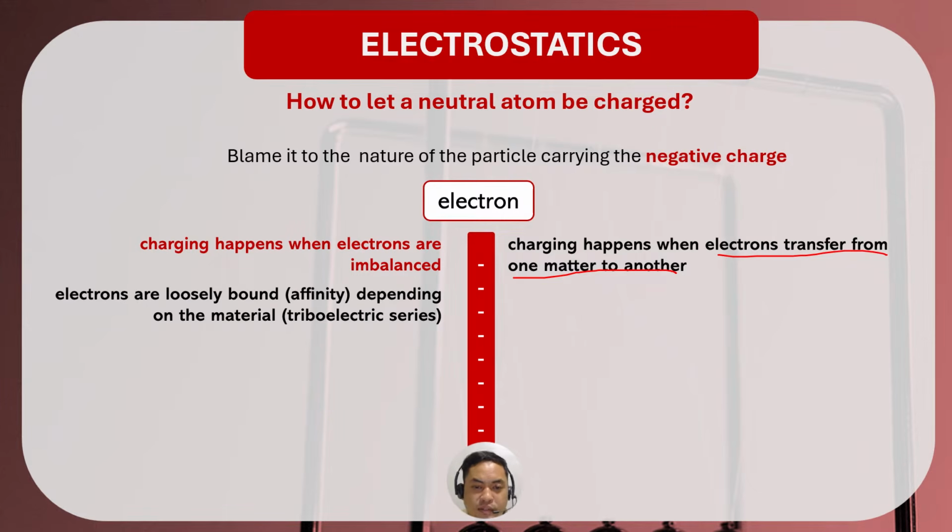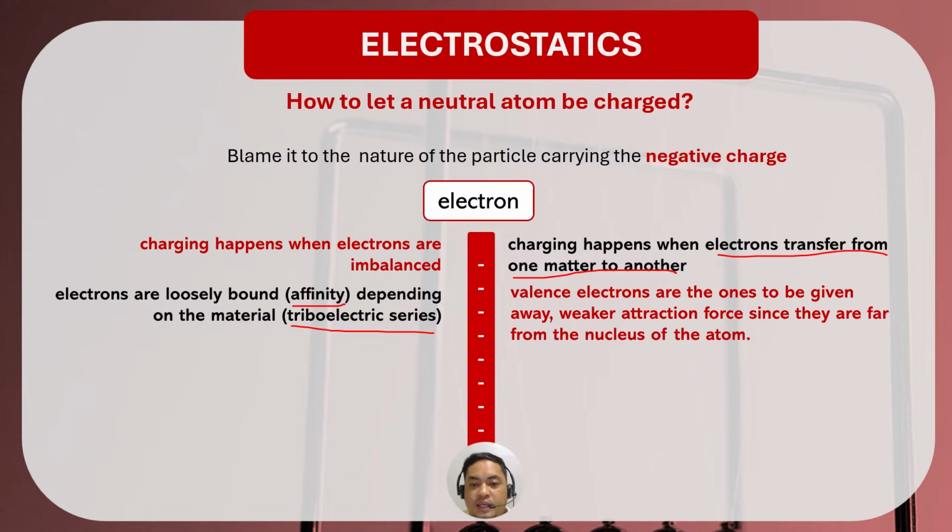Electrons are loosely bound. We have a term here, affinity. It's just the capacity of the object or the atom to hold its electron. High affinity means the atom can hold its electron. Low affinity means the atom has a tendency of freeing or losing its electron easily. And we have our North Star to know what material will lose electrons easily or what material will hold firmly its electrons. So we have the triboelectric series for that.